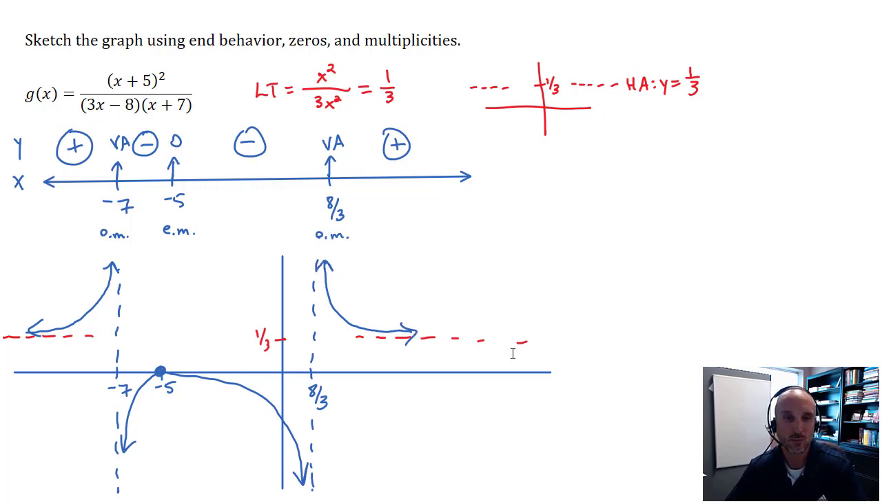So there's an example of a rational function whose ends are horizontal, but they're not approaching the x-axis. They're approaching the horizontal asymptote y equals 1/3, not y equals 0. So your horizontal behavior could be anywhere along the y-axis.